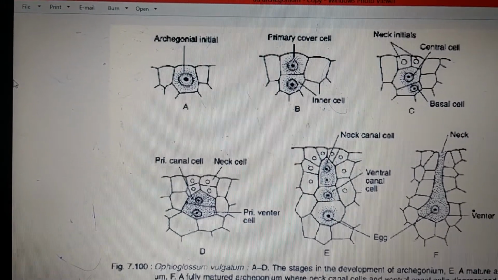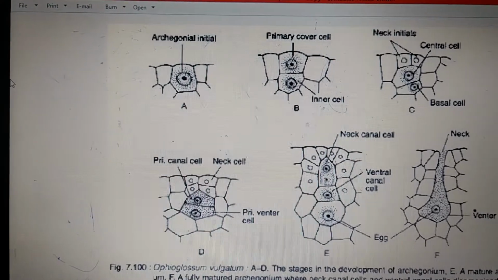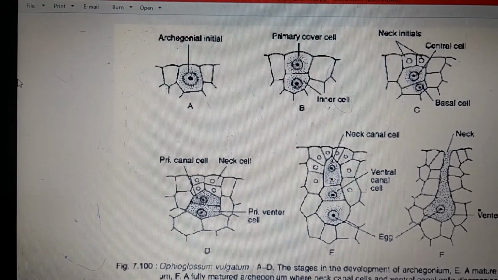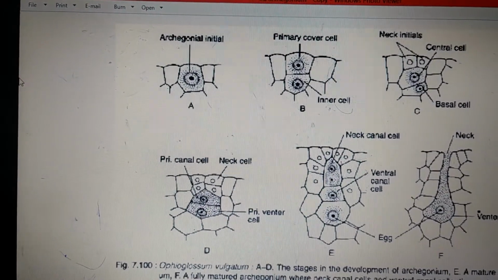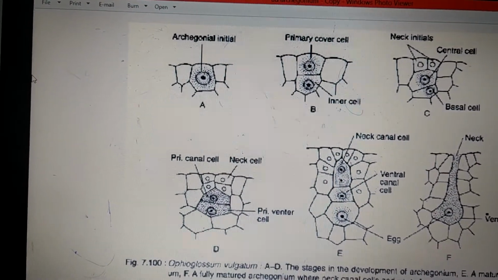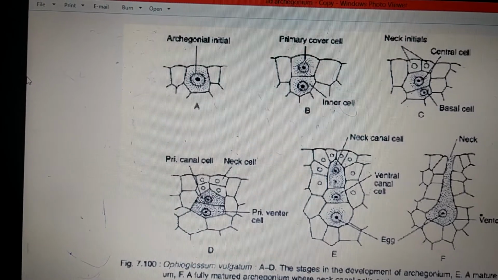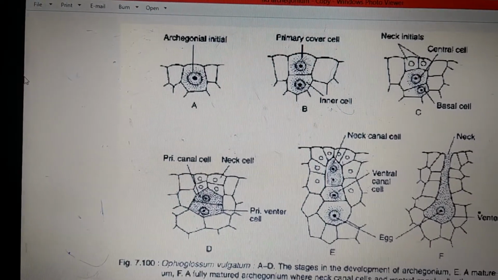Actually this picture is of Ophioglossum, another example in case of pteridophyta. Development of archegonia in case of Ophioglossum as well as in Adiantum is one and the same.